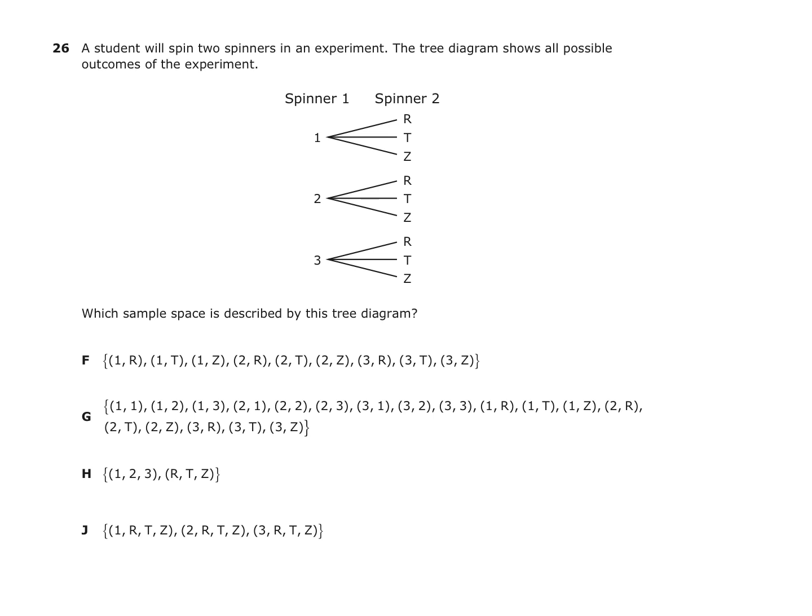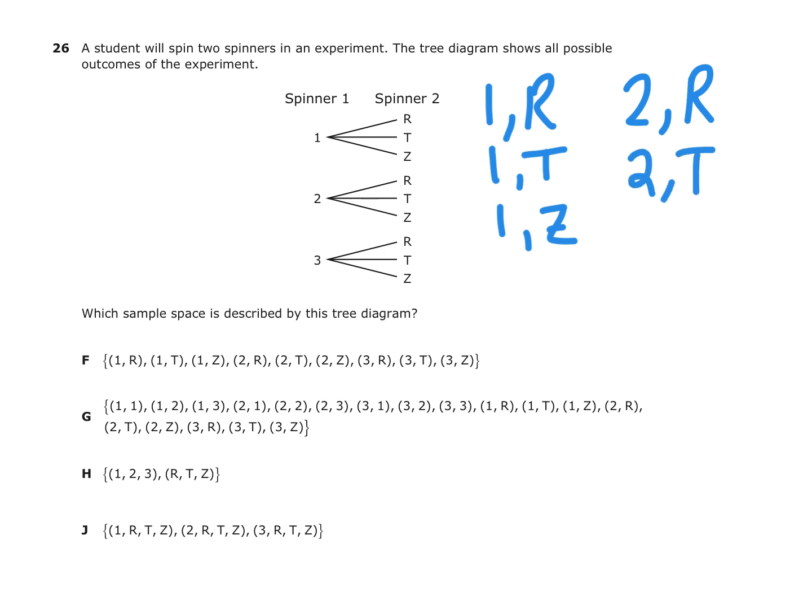Okay, number 26. A student will spin 2 spinners in an experiment. The tree diagram shows all possible outcomes of the experiment. So he could get on spinner 1 either 1, 2, or 3. On spinner 1, if he gets a 1, he could get on spinner 2 an R, or a T, or a Z. And if he gets a 2, he could get an R, or a T, or a Z, and so on. So for spinner 3, he could get 3 and then an R, or a 3 and then a T, or a 3 and then a Z.